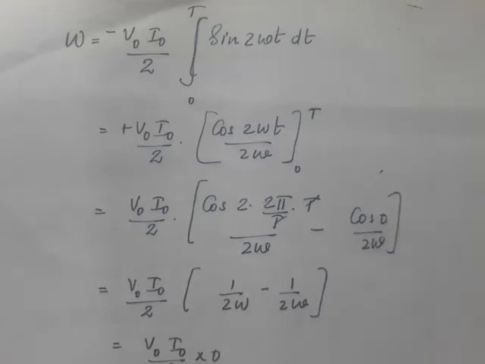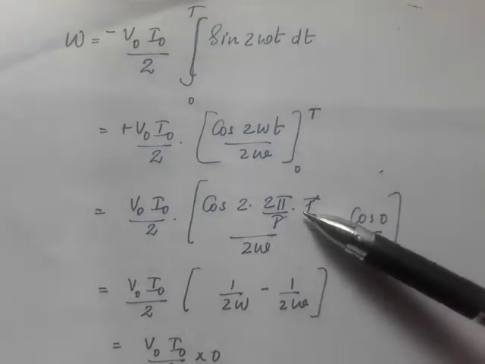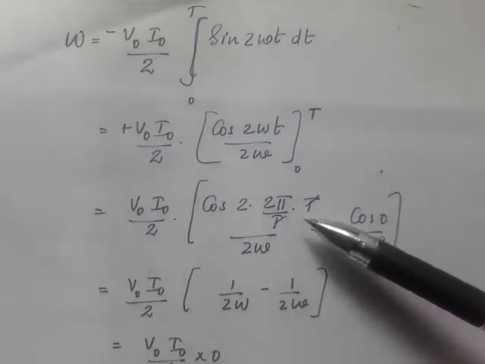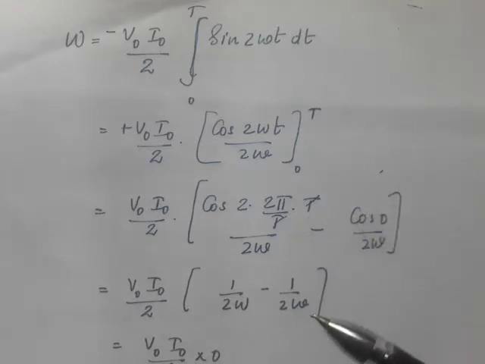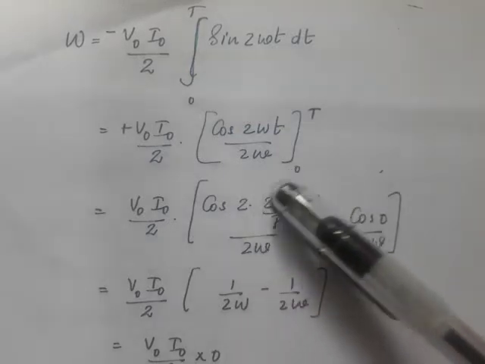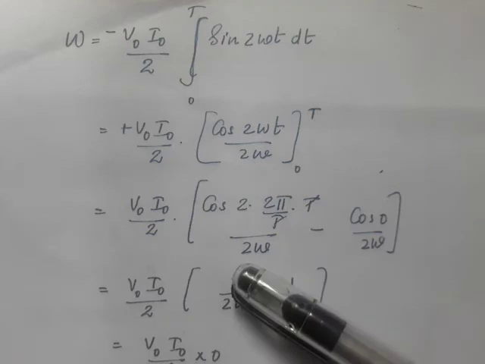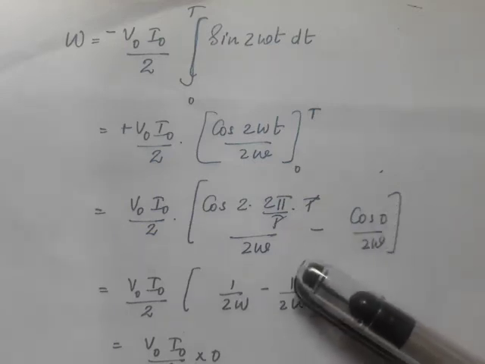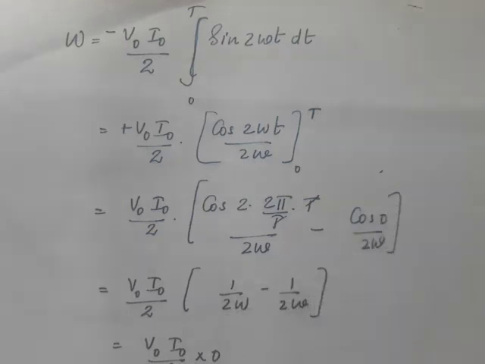Again we write like this. Here you see T and T cancel, then cos 4 pi will come, that is 1. Cos 0 is also 1. So we get 1 by 2 omega minus 1 by 2 omega, which is 0, which means the work done entirely is 0.